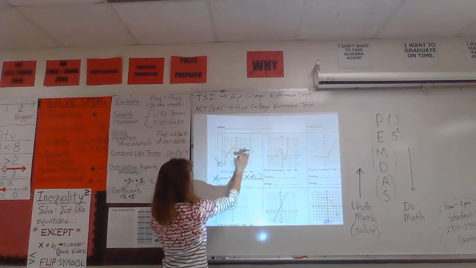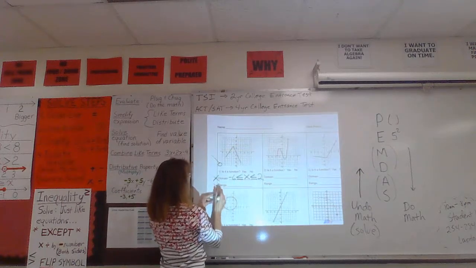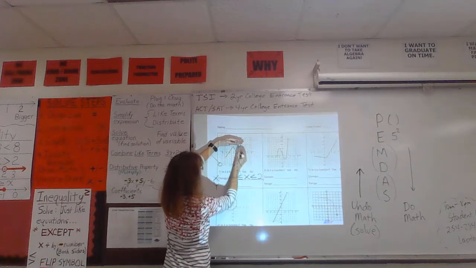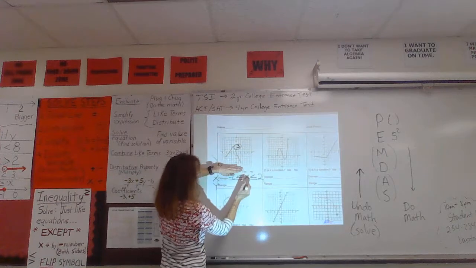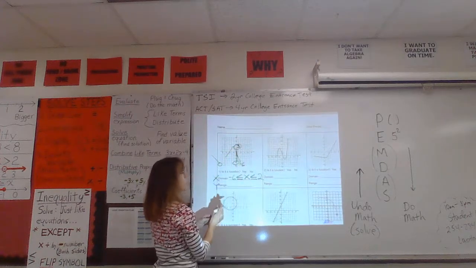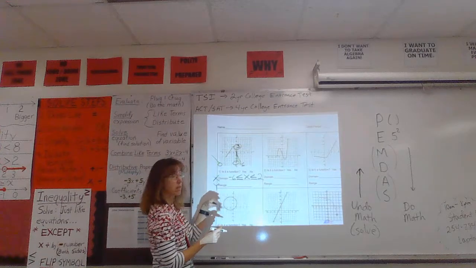Range, do the same thing with the y numbers. What is the highest y number and what's the lowest y number? You crop it down. The highest up here is a 3. The lowest down here is a -6. So all these y's are between those two numbers. They never go above it, they never go below it.